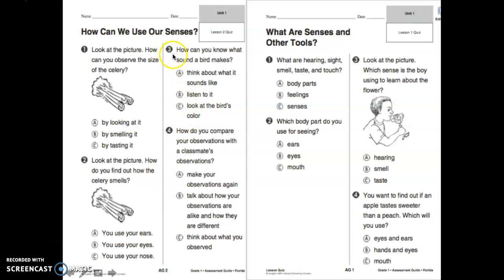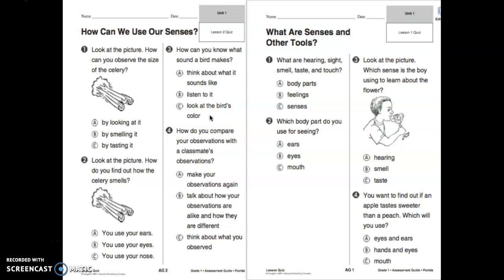Up here at number 3, how can you know what sound a bird makes? A, think about what it sounds like, B, listen to it, or C, look at the bird's color. How can you find out what sound a bird makes?